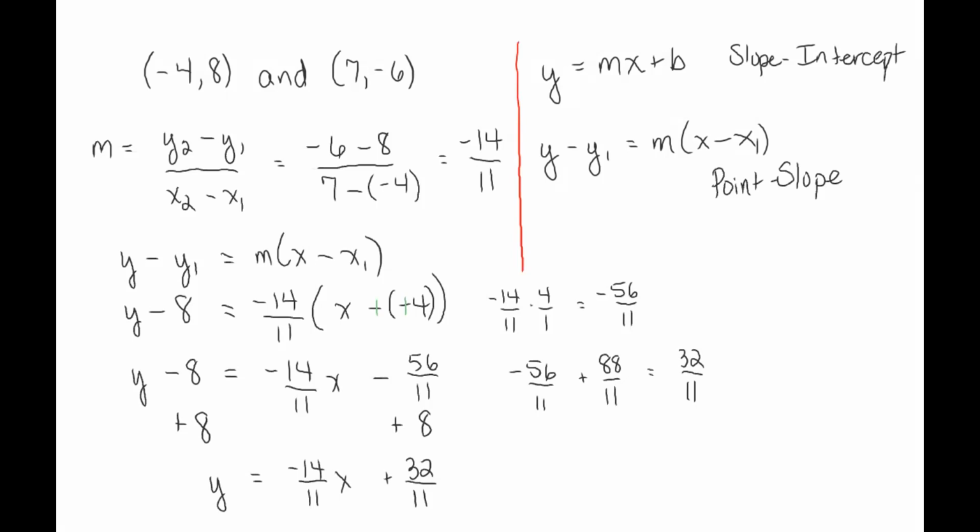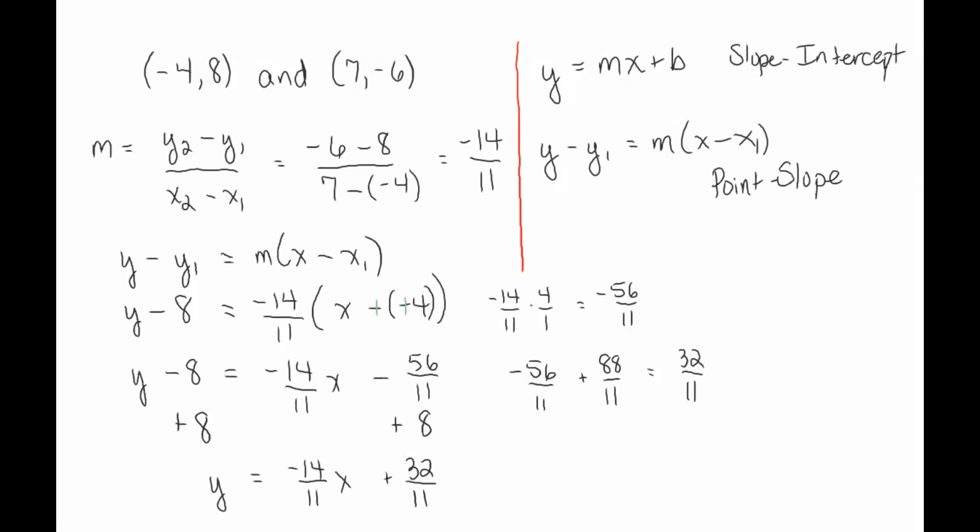Now, you do want to be a little bit careful sometimes. So that form for our answer that I'm showing you right there is called the slope-intercept form again. This tells me the slope is -14/11, and it tells me that the y-intercept is at 32/11, so almost 3, just a little bit below 3 if I were to graph this.